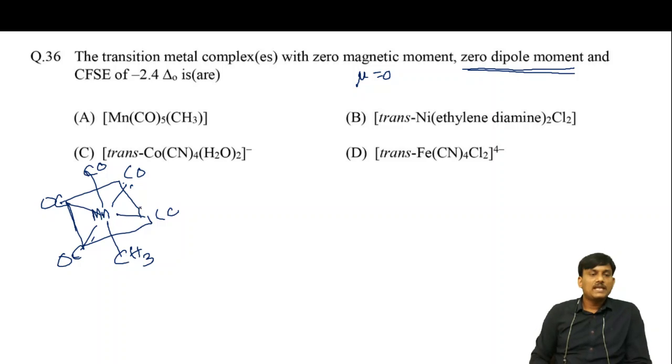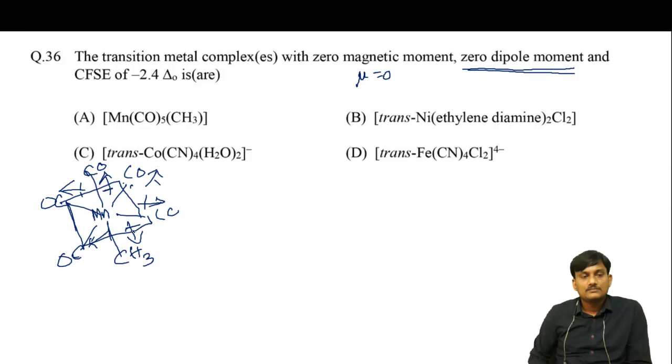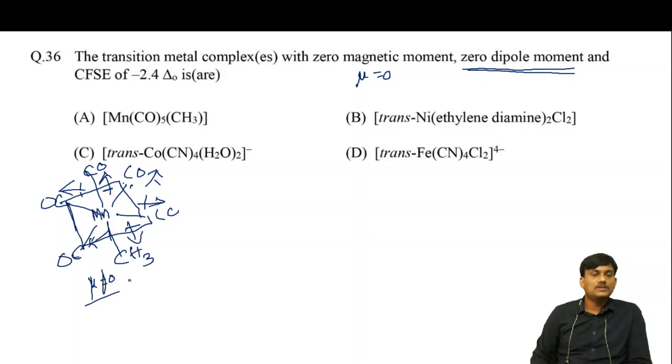Here the dipole moments will be cancelled out in this direction, this one in this direction, and this in this direction. But in this direction, let us take, there is no cancellation of CO and CH3. The dipole moment of the Mn-CO bond and Mn-CH3 will not be cancelled out. So here you have some dipole moment; the dipole moment will not be equal to 0. So this one is not correct.